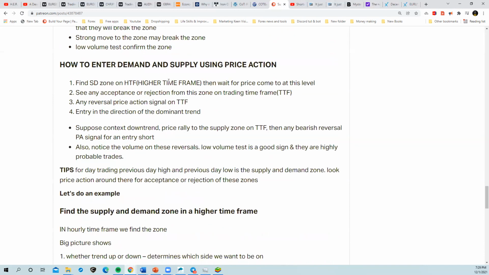We're always going to use the higher time frames, then wait for price to come to this level. See any acceptance or rejection from the zone on the trading time frame. Any reversal price action signal on the trading time frame, enter in the direction of the dominant trend. Suppose the context is a downtrend, price rallies to the supply zone on the trading time frame, then any bearish reversal price action signal is a short entry. Also notice the volume on these reversals. A low volume test is a good sign that they're highly probable trades.